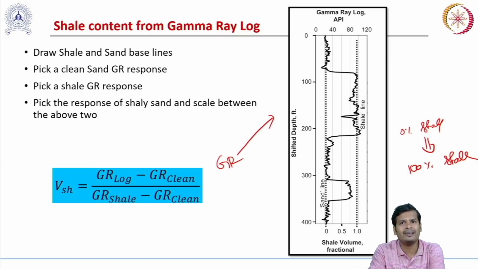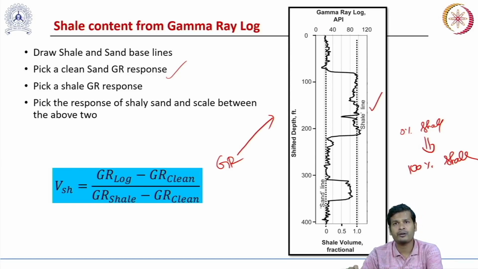So this linear extrapolation can be performed. What we need to do is first define a shale line, that is the line going through the formation which is made of purely shale, where the gamma ray log reading will be very high. Then I need to pick a clean sand or reservoir rock line. That means where I can say that the formation is pure or it does not have any shale.